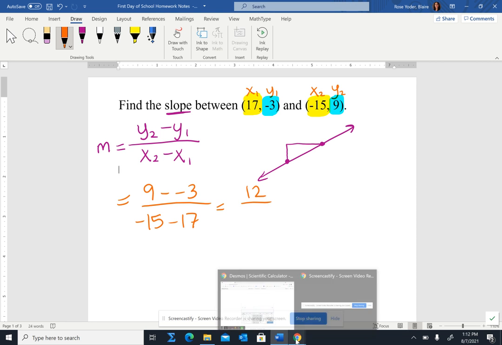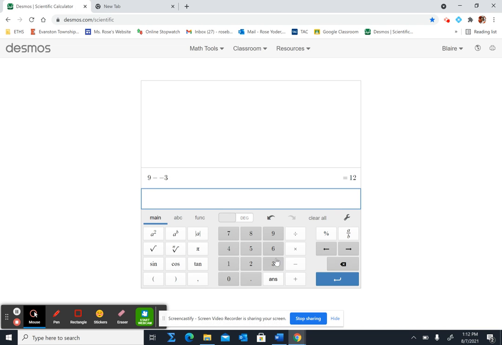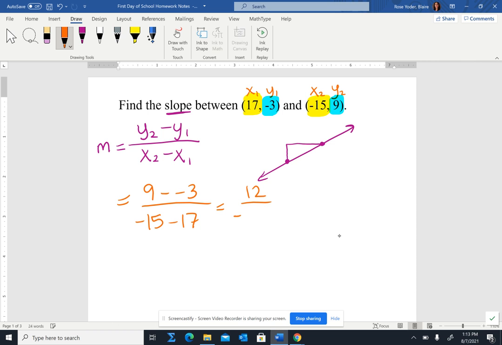And then let's do negative 15 minus 17. Negative 15 minus 17. I'm kind of surprised most calculators have a separate negative button. This one just seems to use the subtraction button. Negative 32, I'm going to hit equals though. So that is the denominator of the fraction.